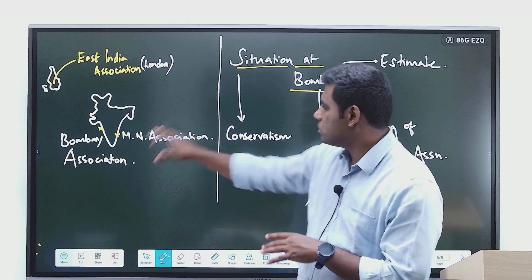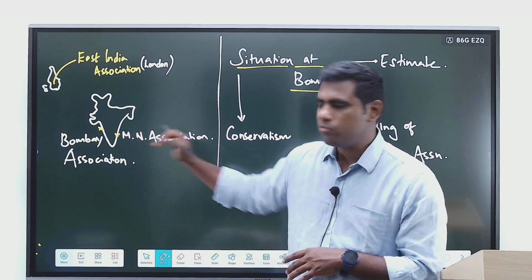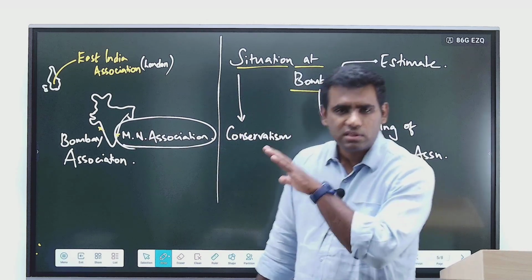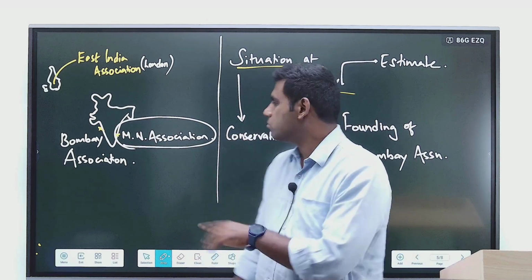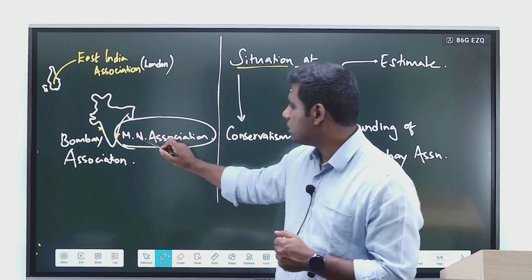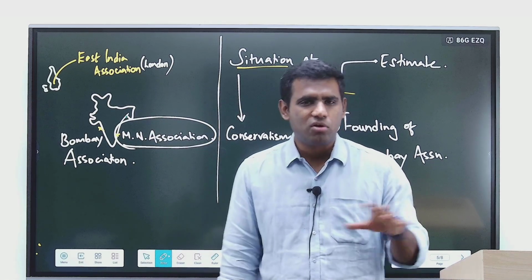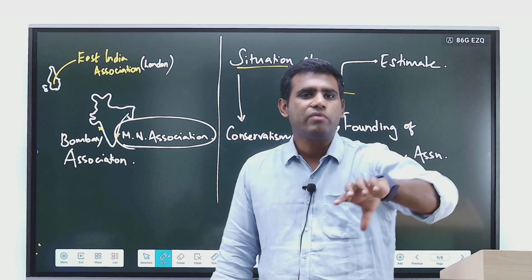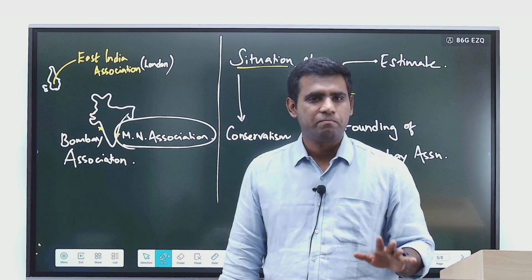And in addition to that, in Madras, a body will be formed which is called the Madras Native Association, right? With the same purpose. See, all these bodies, Bombay Association, Madras Native Association, British Indian Association, will be formed at the same time to petition the Parliament when the Charter Act of 1853 was just around the corner, right?